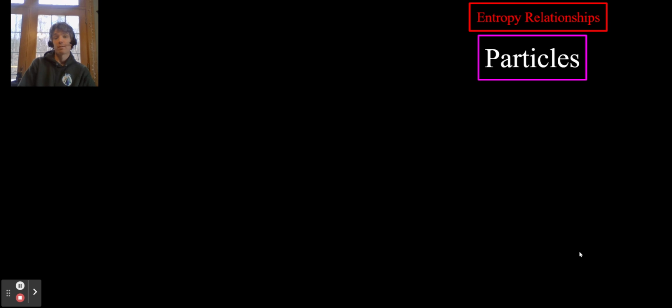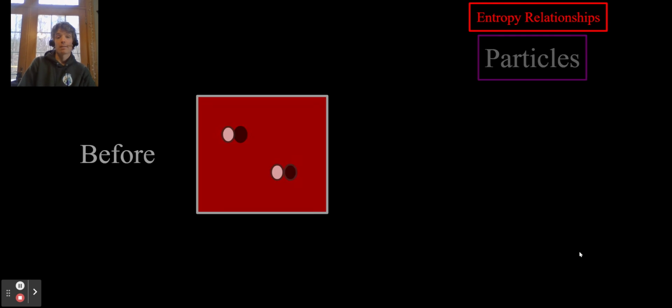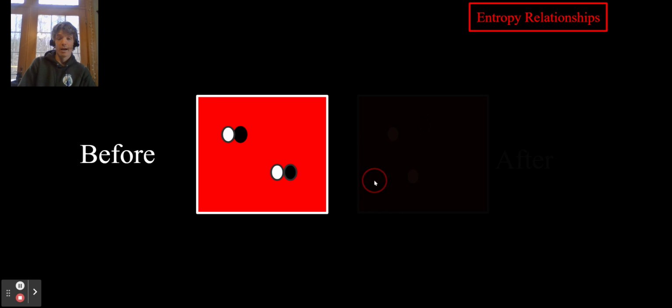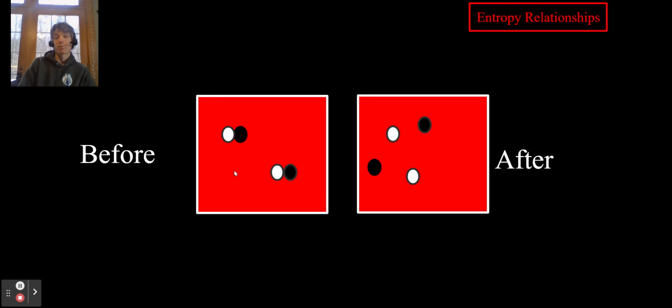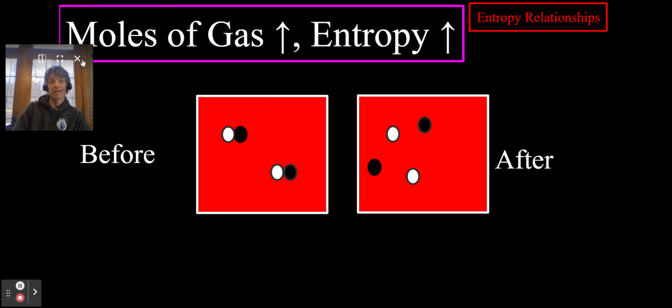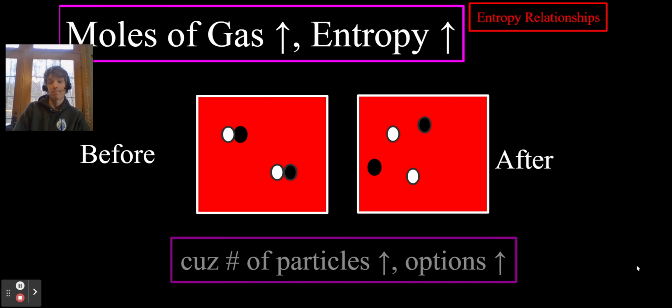Our final one is number of particles. Let's say I had a gas made of two different things and I separated them through a chemical reaction. What's going to happen to entropy? Where is there going to be more microstates? Definitely the one on the right, because I've got more things buzzing around. There's going to be more ways for the system to be the same, but overall not change. So as the number of moles of gas increases, so does entropy.